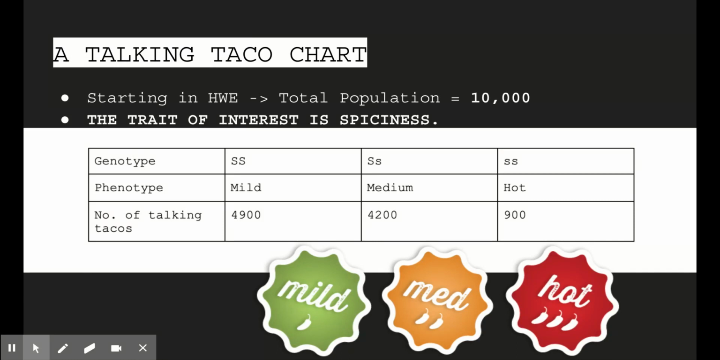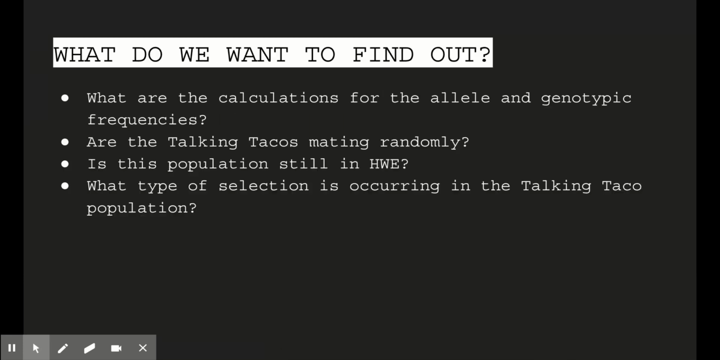As you can see here, we have a total population of 10,000. This will be the data used going forward, which includes 3 phenotypes and genotypes, as mentioned earlier. These are the questions we will answer on the next few slides and by the end of the video. Most importantly, are the talking tacos ending in Hardy-Weinberg equilibrium?